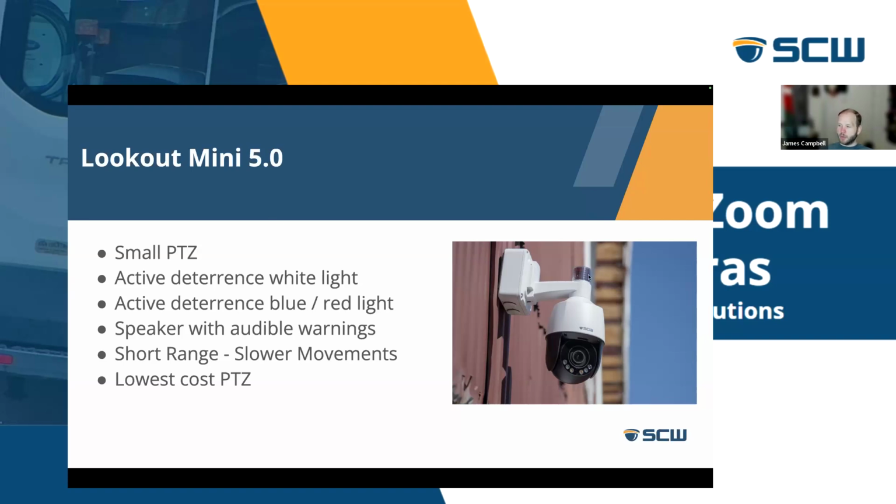But this one has that blue and red light. It also has a white light and a speaker. So basically, you can set it to after hours, somebody comes in there, it yells at them, it tells them to get away, turns a white light on them so you can see them in color and everything like that. So it's probably our best active deterrence camera because the speaker is quite loud on it, and it's got that blue and red light and the white light as well.